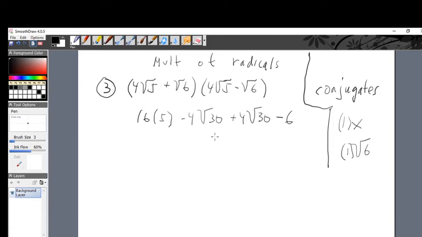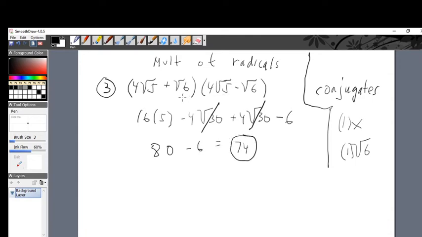What happens in the middle here? The conjugates. We had 2 binomials that are conjugates of each other multiplying each other. The predictable happened. One is a minus 4 square root of 30. One is a positive 4 square root of 30. They cancel each other out. All that's left standing is 16 times 5, which is 80. We didn't clean that up yet, but we're doing it now. Minus 6 equals 74. Final answer.